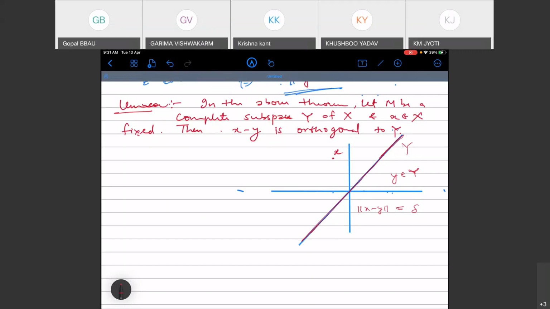ये आप फॉर्मूला बता रहे हैं, असल में ये क्या रिप्रेजेंट करता है? परपेंडिकुलर रिप्रेजेंट करता है। ये x से y में आप परपेंडिकुलर डालते हैं, वही डिस्टेंस होती है। अब ये जो थ्योरम कह रही है, इन द अबव थ्योरम, let M be a complete subspace Y of X and x is fixed, then x minus y is orthogonal to Y. Okay, so orthogonal to Y means it is perpendicular to this subspace. So this is 90 degrees.